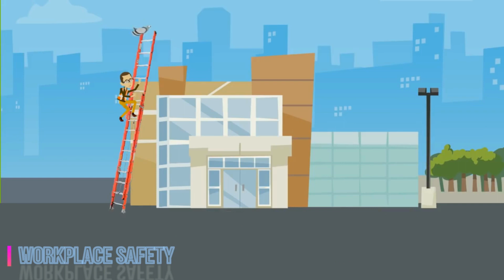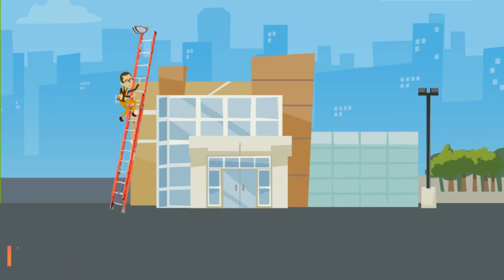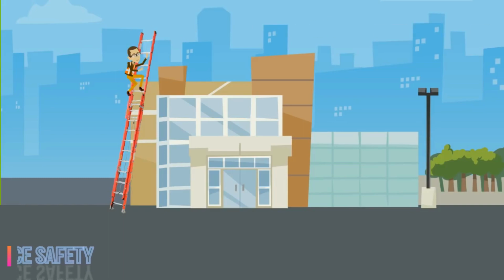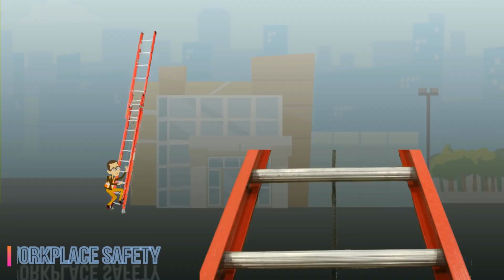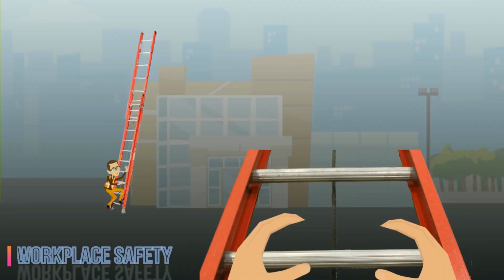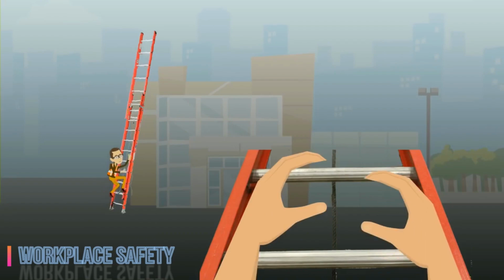The fly section is the top portion of the extension ladder. It's the part where the climber rests while they're close to the top. The base section remains in place. It has the rungs used by the climbers as they ascend the ladder.